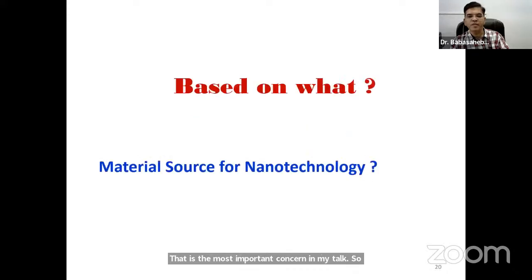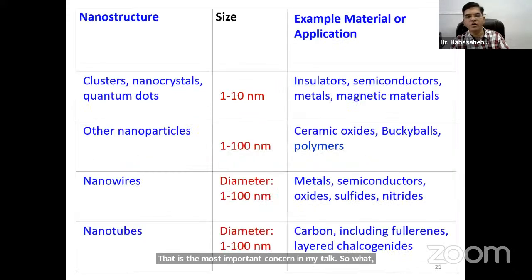So what forms may be there, based on what are the material sources for nanotechnology?